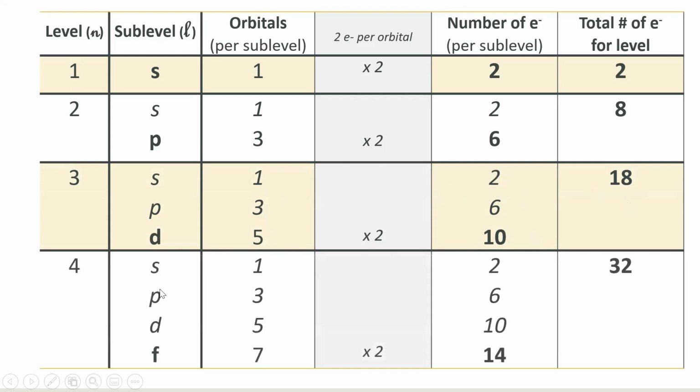Level 4 has S, P, D, and F sublevels. We already talked about S, P, and D. We said that F has 7 orbitals or orientations. 2 electrons in every orbital means that F can hold a maximum of 14 electrons. So adding these all together, we get that level 4 can hold a maximum of 32 total electrons. And for levels 5, 6, and 7, there's only S, P, D, and F sublevels, so it's just repetitive of level 4. A lot of information, but here is the big picture.